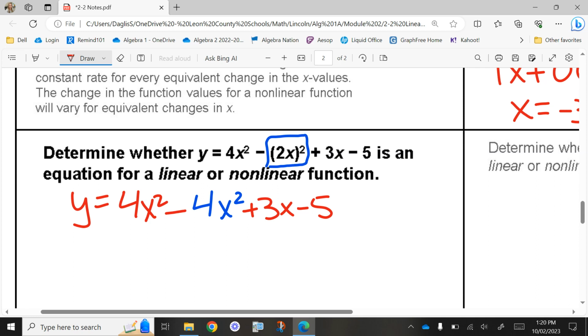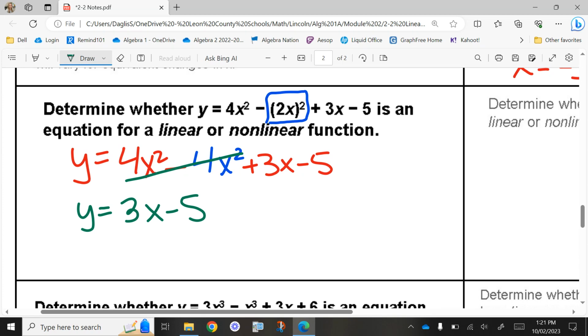They both have x squared, so I can do that. What is 4 minus 4? 0. So this becomes y equals 3x minus 5. Does that look like the equation of a line? It looks like your slope-intercept form, right?